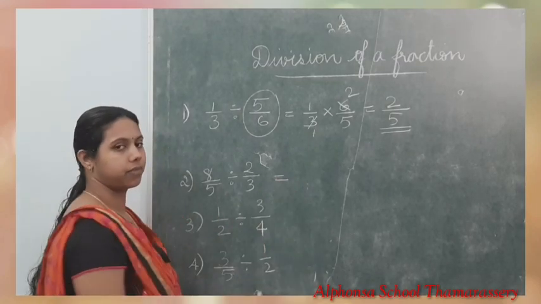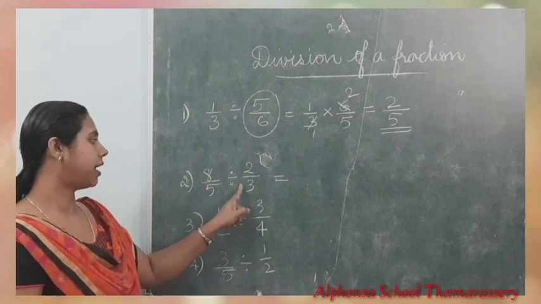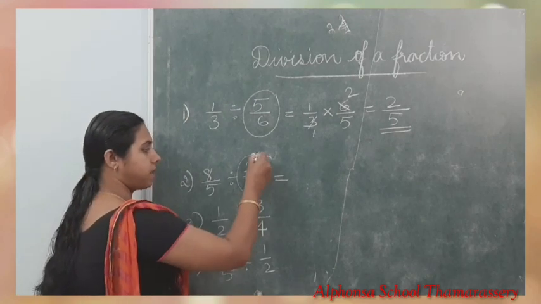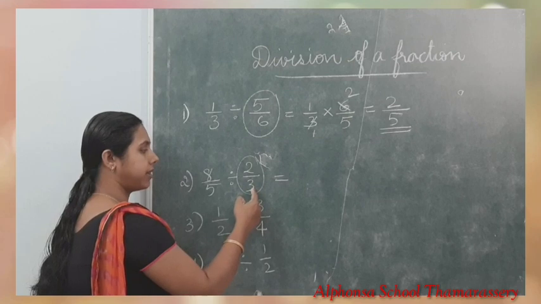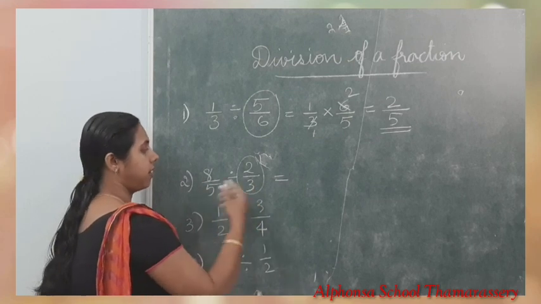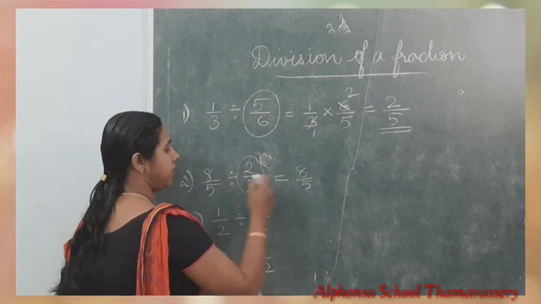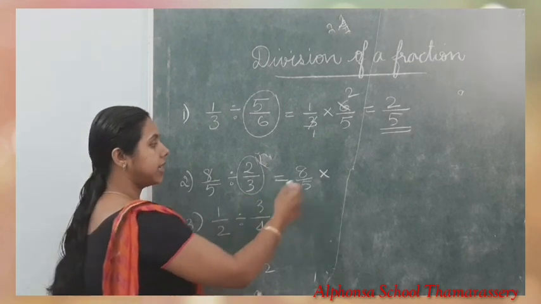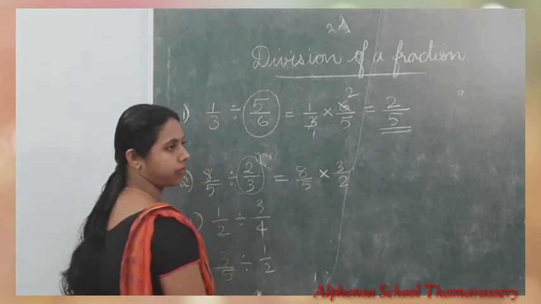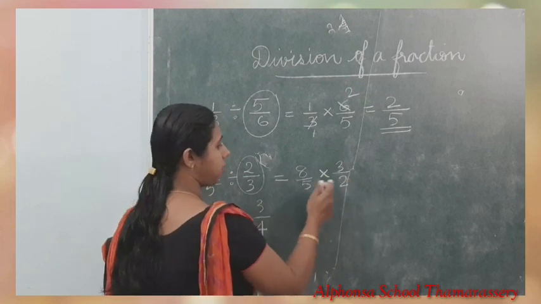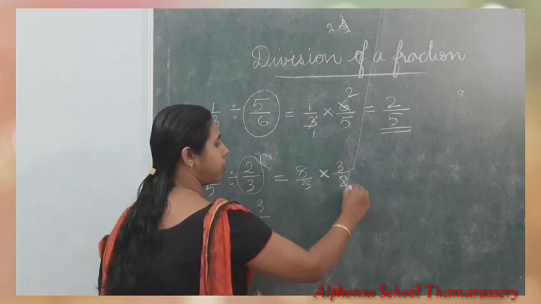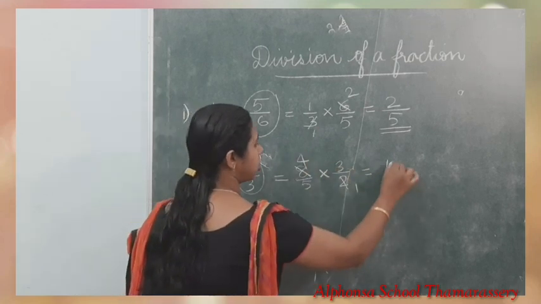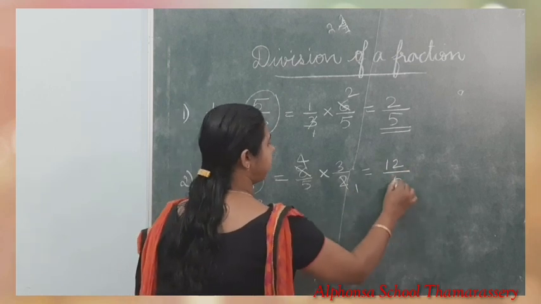Next question. 8 by 5 divided by 2 by 3. So take the reciprocal of the second fraction, that is reciprocal of 2 by 3 is 3 by 2. Multiply with that. So 8 by 5, division changes to multiplication, and the reciprocal of 2 by 3 is 3 by 2. There is a common factor 2. So you can cancel that. 1, 2 is 2. 4 2s are 8. Then what is left? 4 3s are 12 divided by 5 1s are 5.